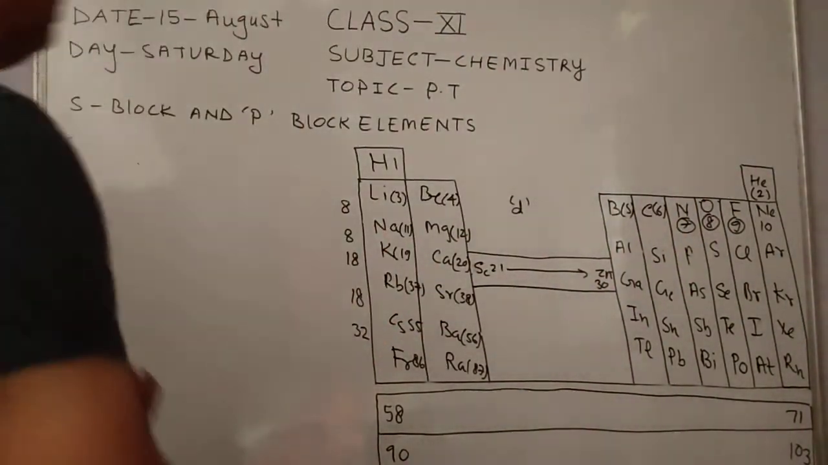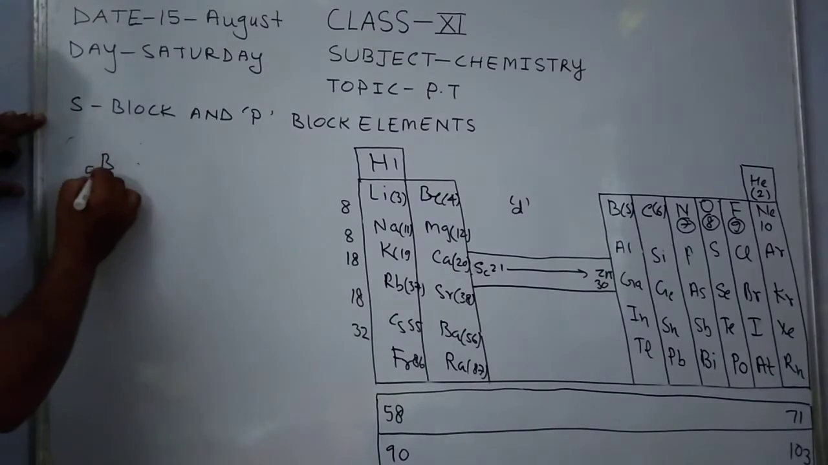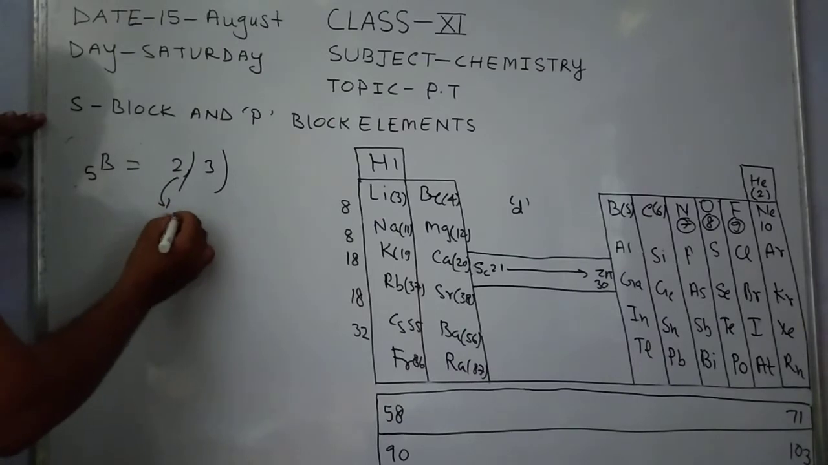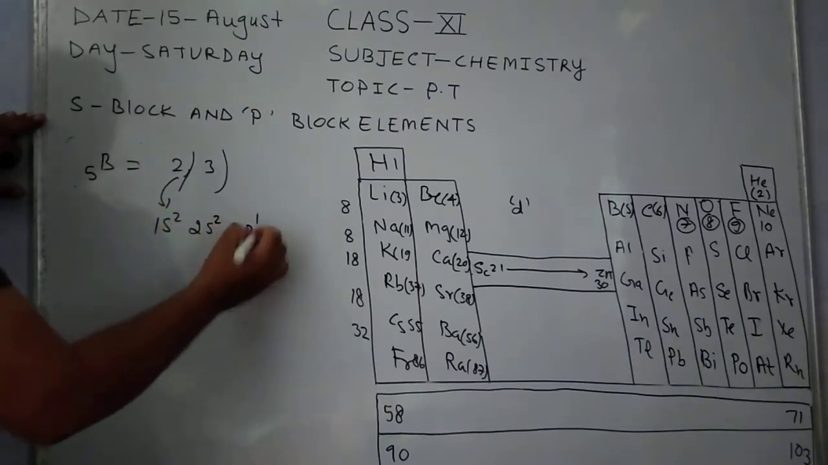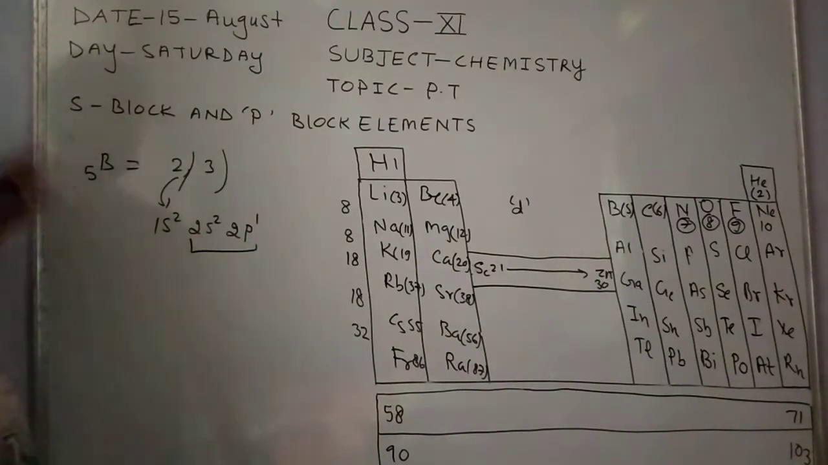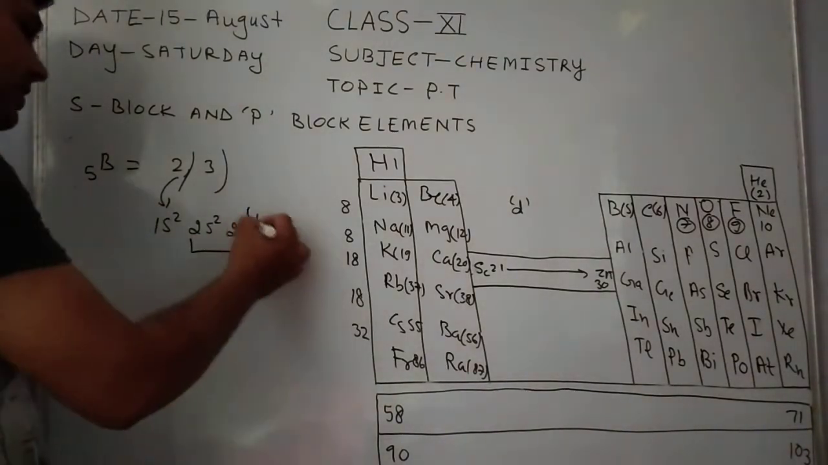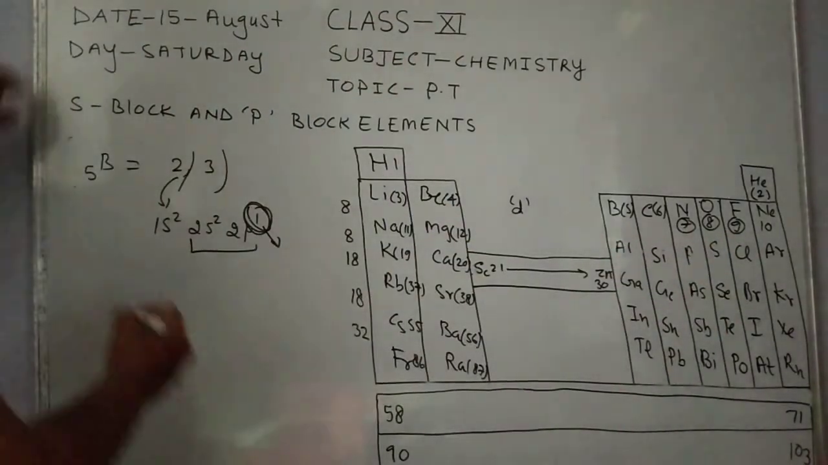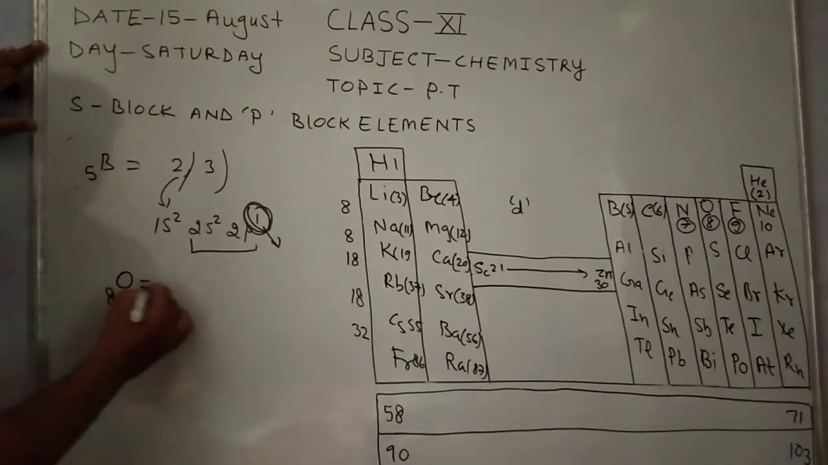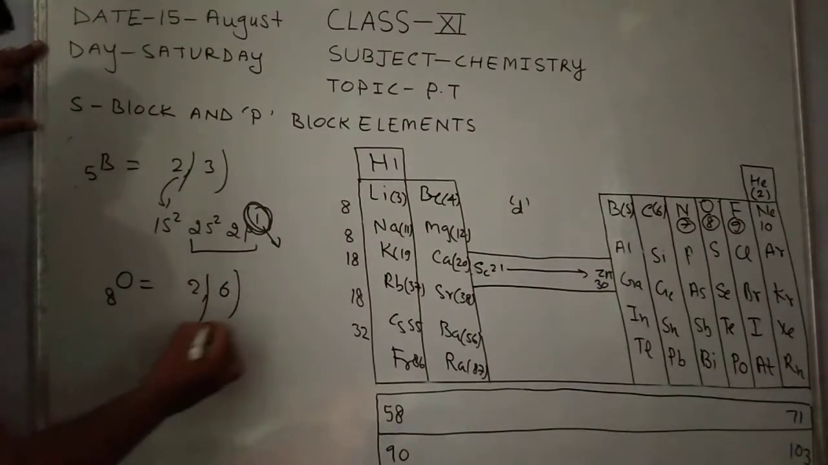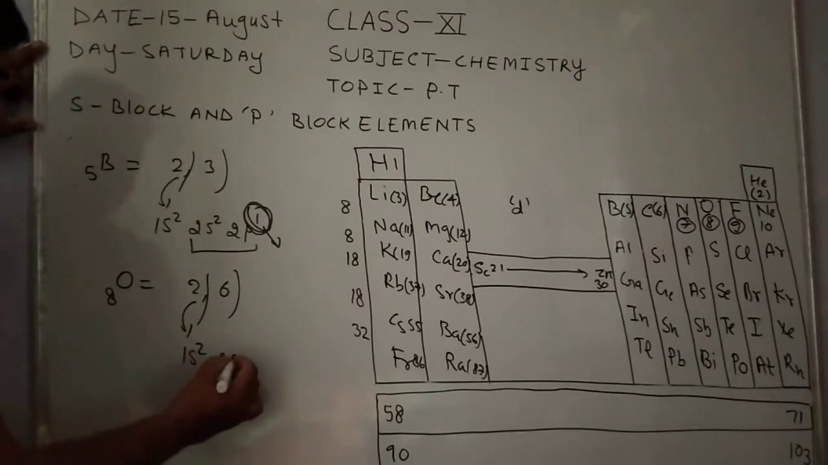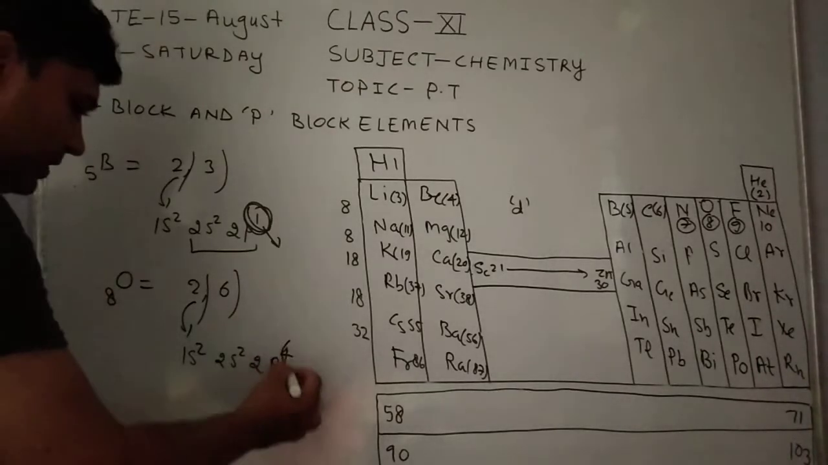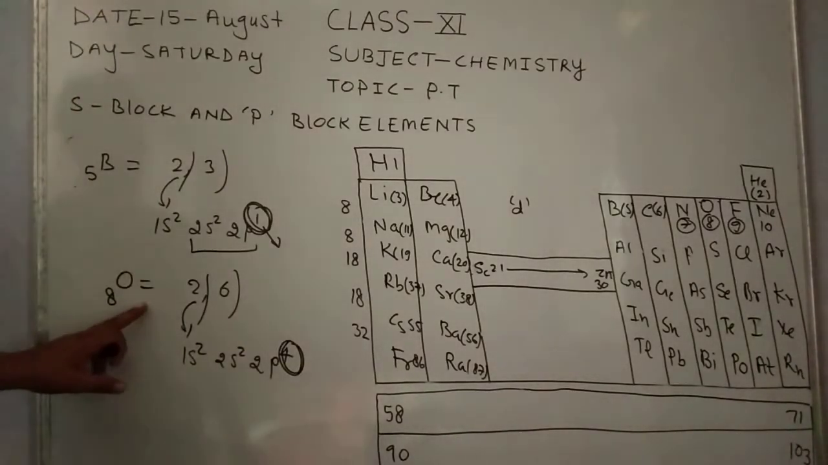For example, boron. In case of boron, atomic number is 5, electronic configuration is 2 and 3, so you can write 1s2, 2s2, 2p1. Valence shell is 2s2 and 2p1. The last electron enters the p subshell, so it is a p block element. In case of oxygen, atomic number is 8, you can write 2, 6. The configuration is 1s2, 2s2, 2p4. The last electron enters the p subshell, so it is a p block element.